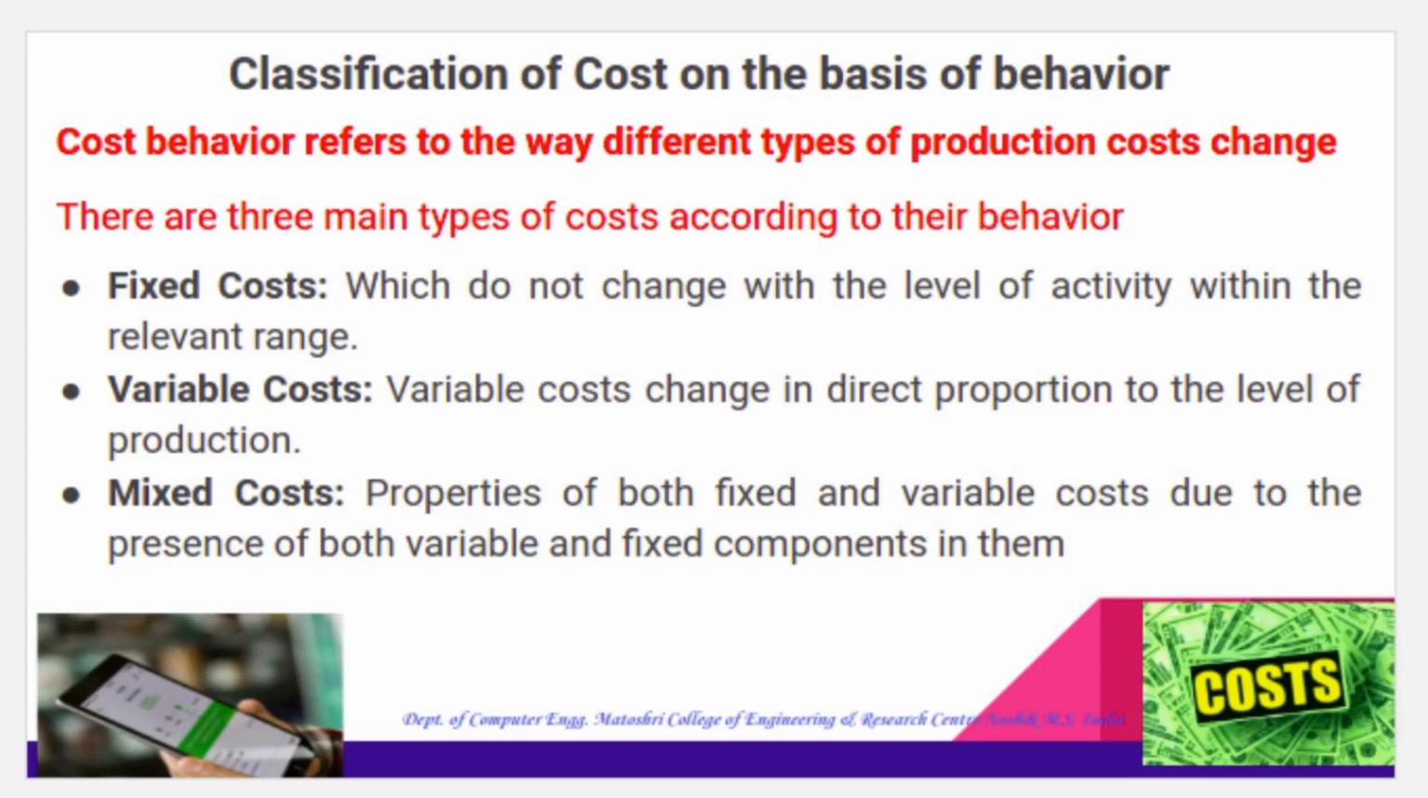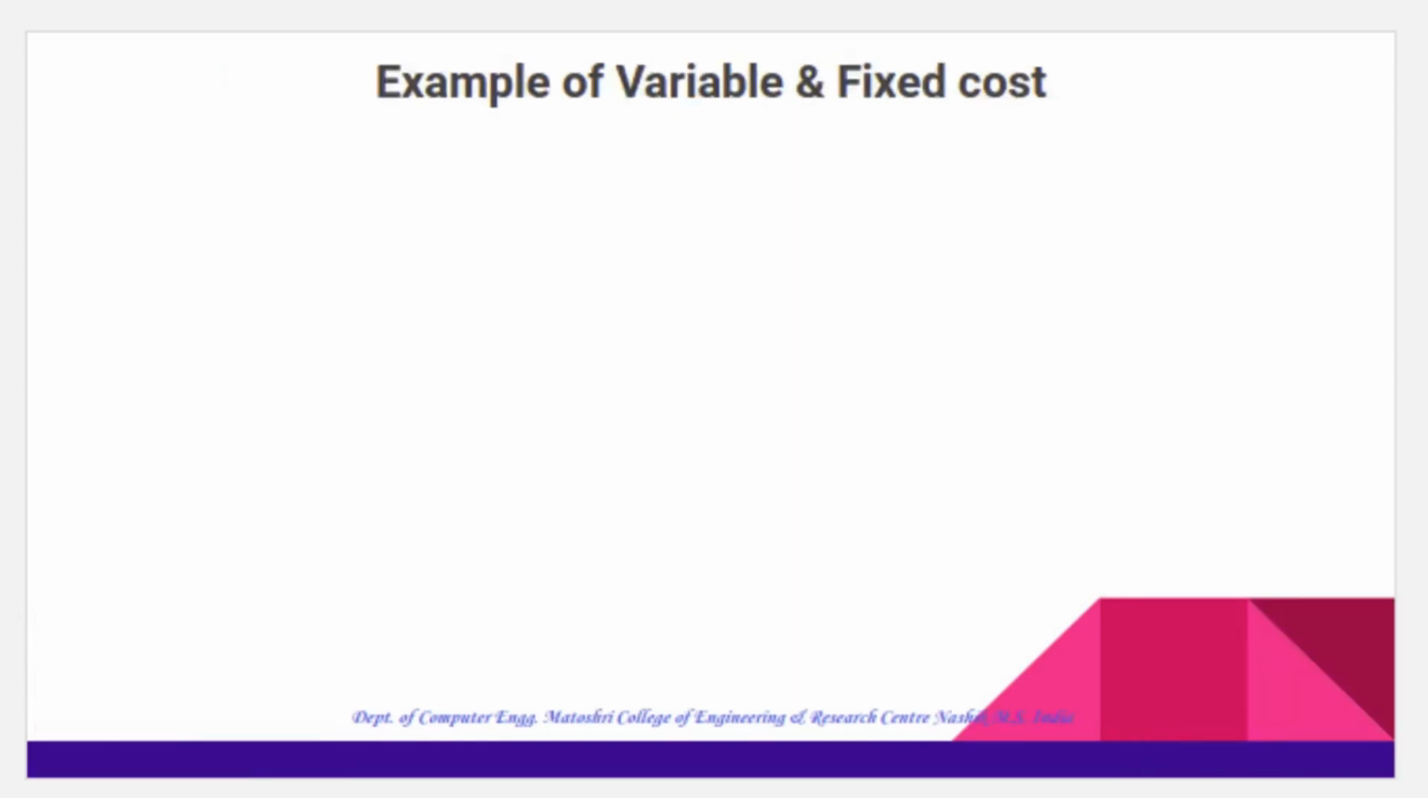Since mixed cost figures are not useful in their raw form, they are split into fixed and variable components by using cost behavior analysis techniques such as the high-low method, scatter diagram method and regression analysis. So this is the classification of cost on the basis of behavior. Next, we will see one example of variable and fixed cost.